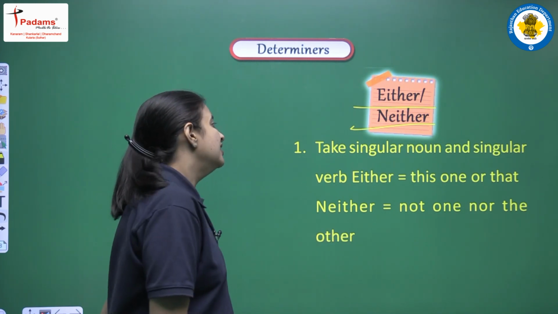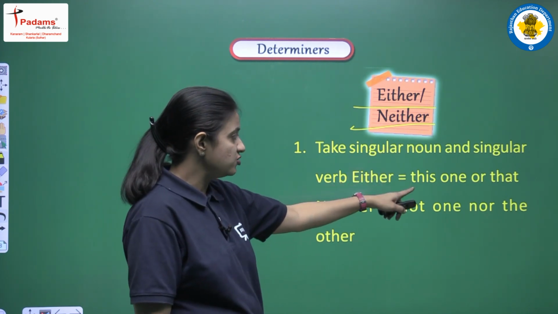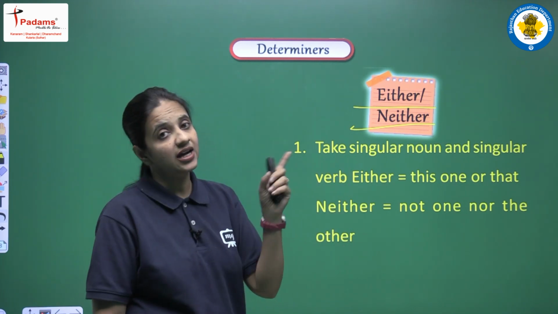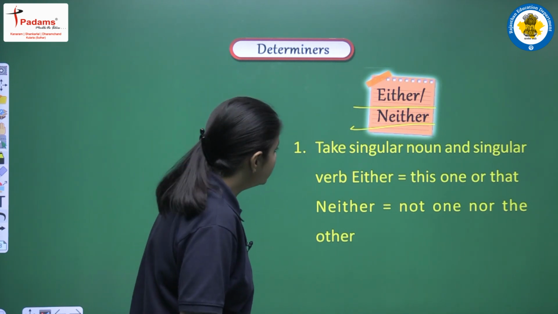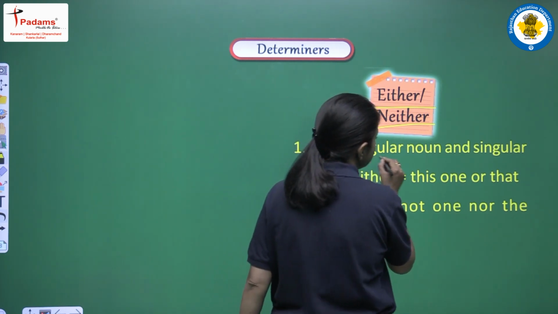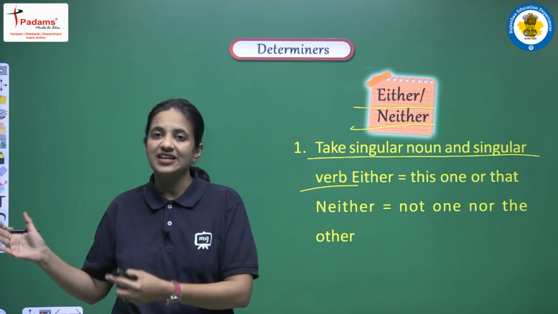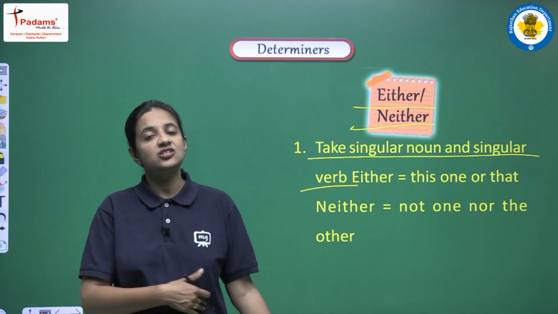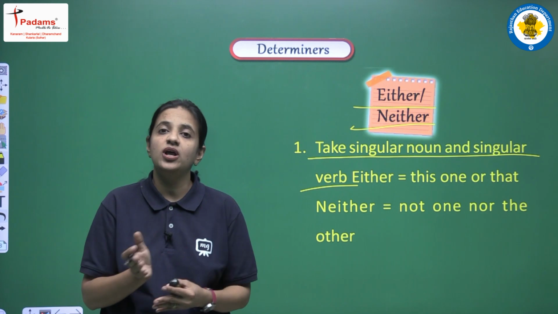So let's see. Take a singular noun and singular verb. Either equals this one or that, and neither means not one nor the other. So the first thing we have to be very careful about is that either and neither both take a singular noun and singular verb. So if we are using either or, or neither nor, in our sentence, at that time we have to write a singular noun and a singular verb, right?